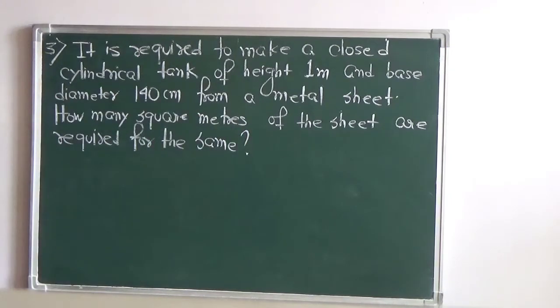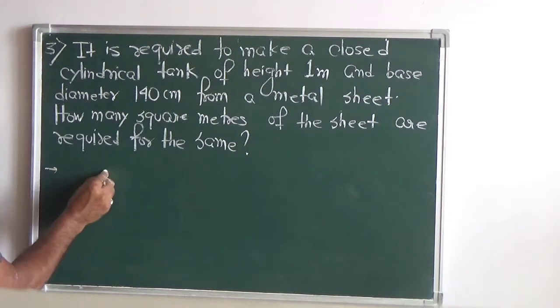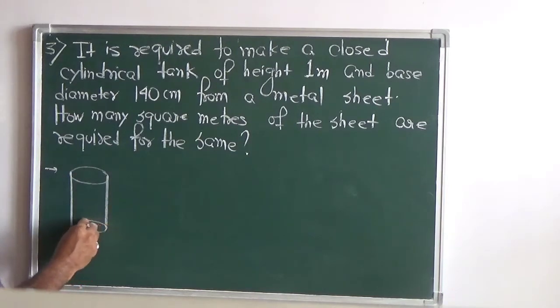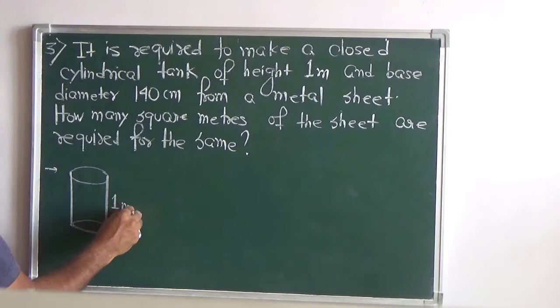So read the question once again. It is required to make a closed cylindrical tank of height 1 meter. So this is the closed cylindrical tank and the height is 1 meter. This is closed.